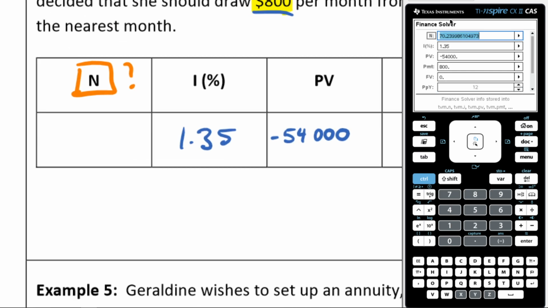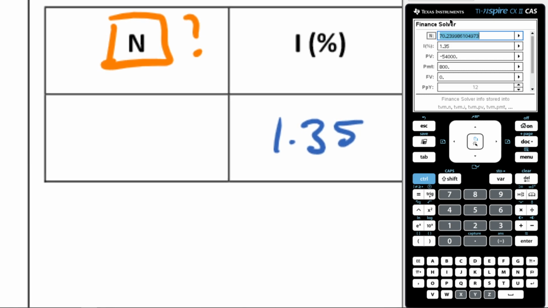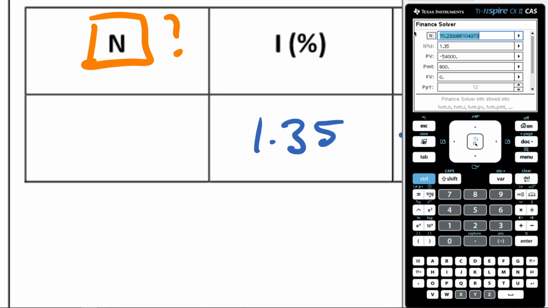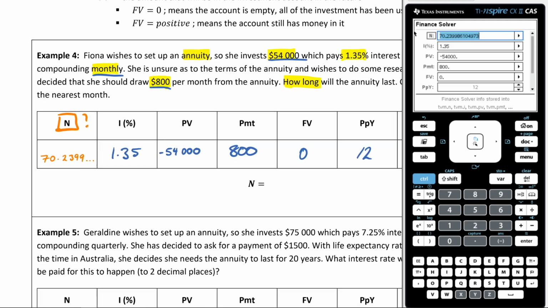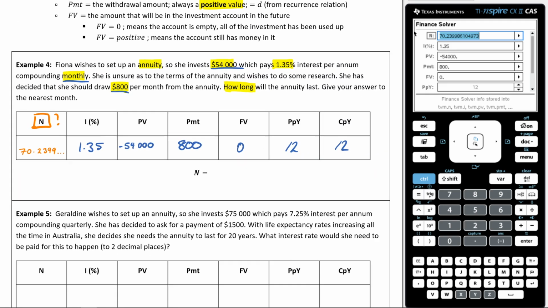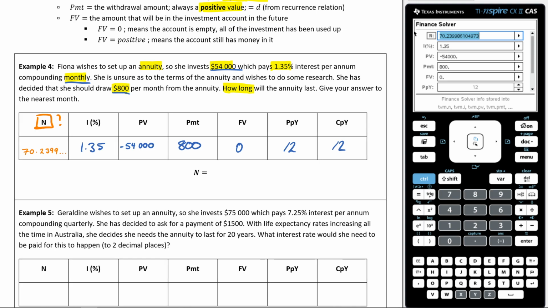Now we're going to write this in, but we're going to do so unrounded. Make sure you always put it in unrounded before rounded. So this is going to be 70.2399... So what is this telling me? This again is where you have to be careful about whether or not we round up or we round down. And what I recommend you do is actually try it out. So let's round it down to 70.